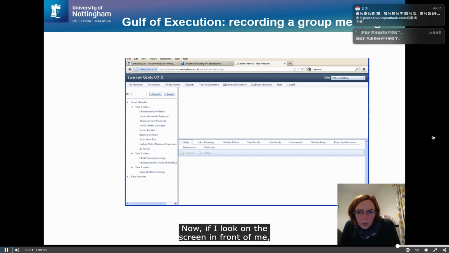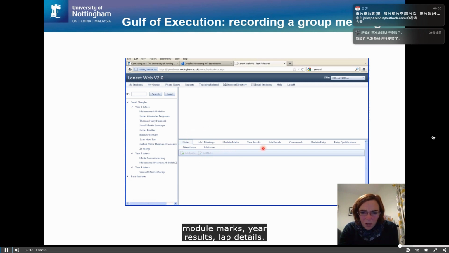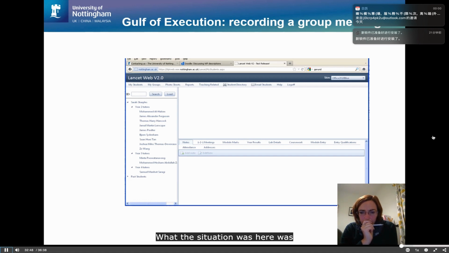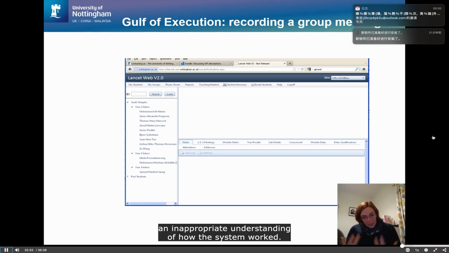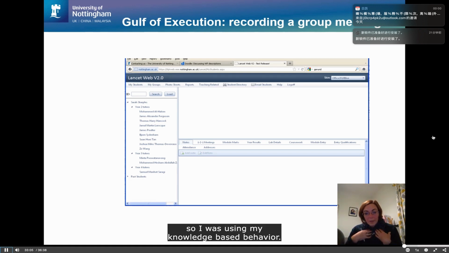Now, if I look on the screen in front of me, I can't see anything about recording a group meeting. I can see something here that says one-to-one meetings, but where's group meetings? Module marks, year results, lab details? There's nothing there about group meetings. What the situation was here was I had an inappropriate mental model, an inappropriate understanding of how the system worked. I wasn't getting enough knowledge from the world to help me execute the particular task I wanted to. I was in an unfamiliar situation, so I was using my knowledge-based behaviour.